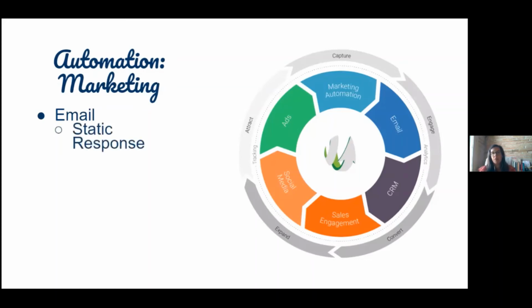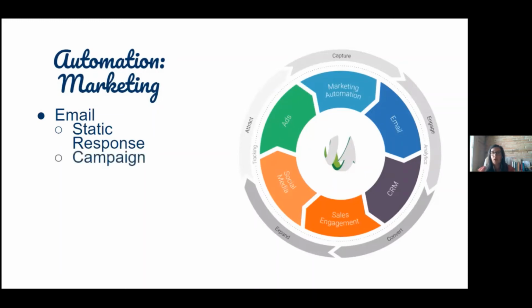There are a couple different ways to do emails from an automation perspective. So the static response: I am a customer, I have a question, I send it to your CRM or even your Facebook Messenger, and I get a static response back. That's "Thank you for your message. We look forward to serving you. We'll return your message within 24 hours."